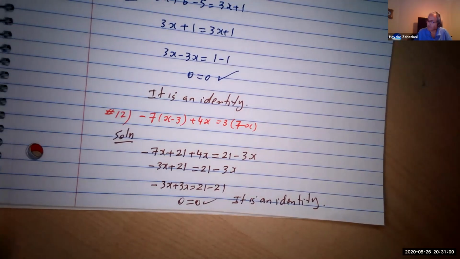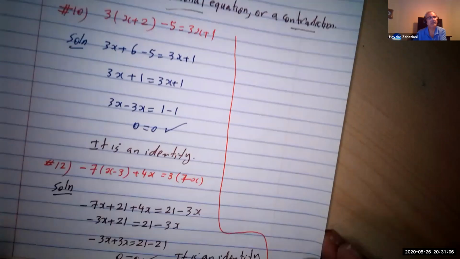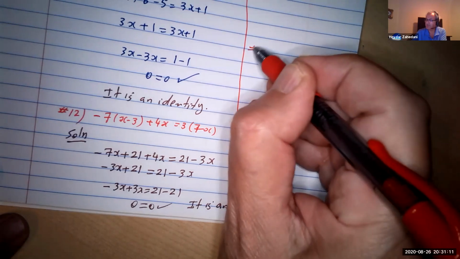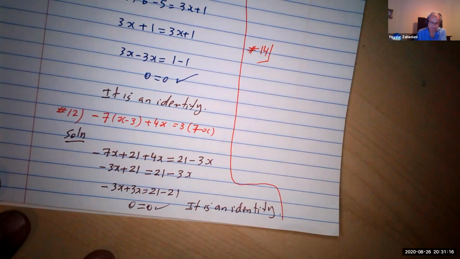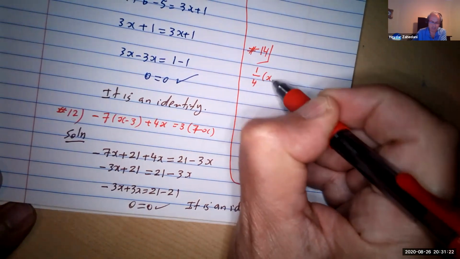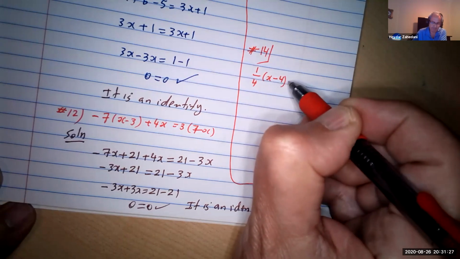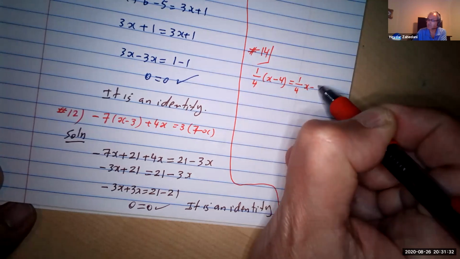So I think number 14 would be something different. I do the 14 here because it's an easy problem. Any question? Let's try to see if we get something different. That is number 14. Let's see what you have in 14. It's a straightforward one. It's a quarter times x minus 4, and this is going to be a quarter of x minus 4.